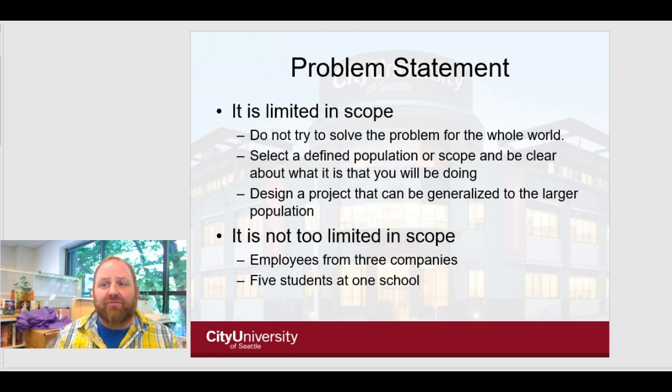You don't want to be too limited in your scope. You don't want to be too broad in your topic. You don't want to go too big. You don't want to solve a big problem that you could never solve even if you wanted to.